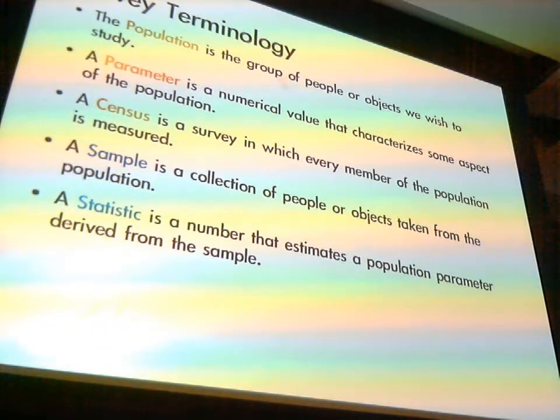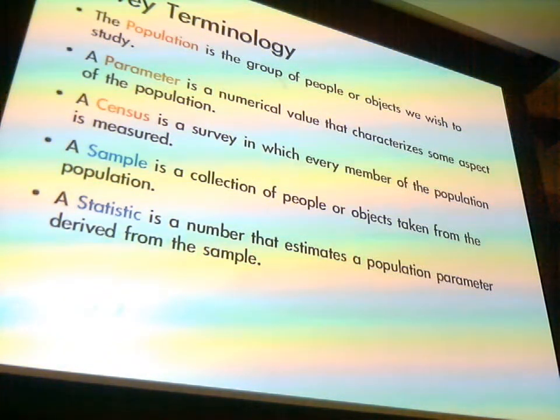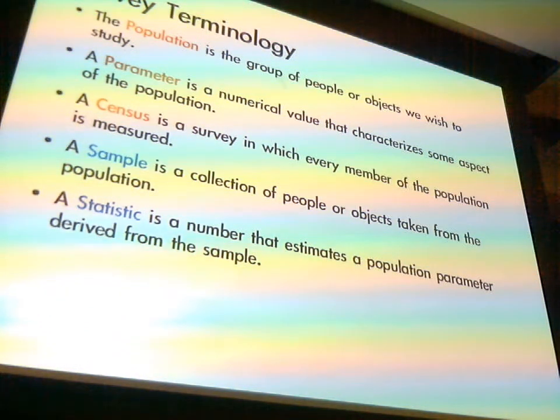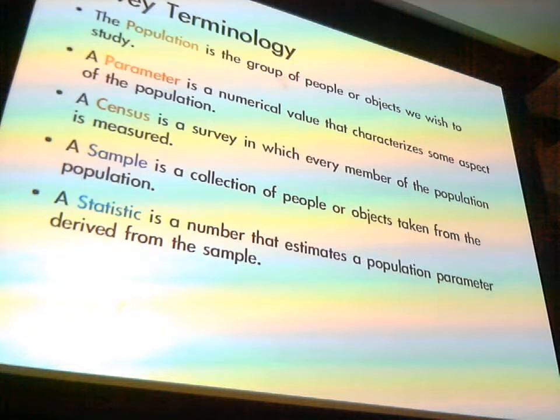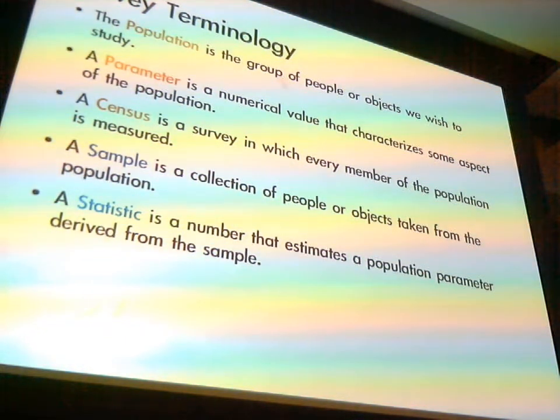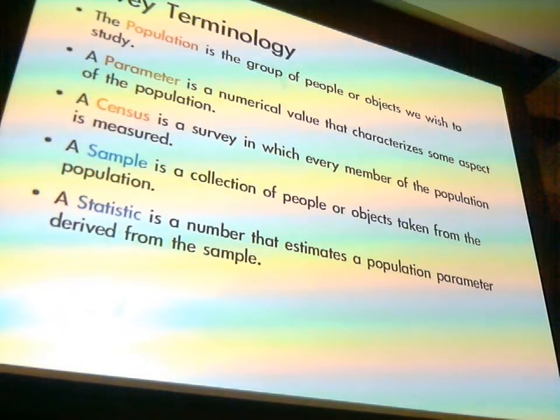A sample would be a collection or a subset of people or objects from the population. So a sample is just a small part of the population. A statistic is a number that estimates a population parameter, and it comes from the sample.